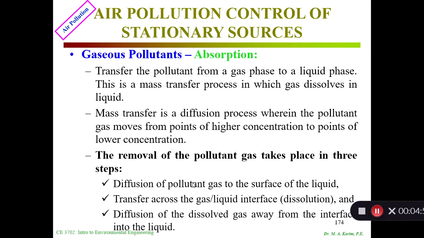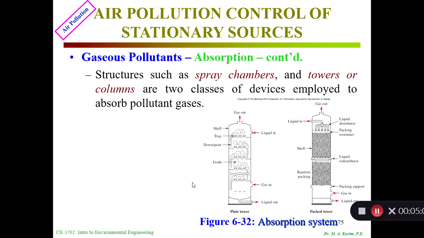So basically that's how absorption happens. So here is the sum of the absorption. Absorption structures such as spray chambers, towers, or columns are two classes of device employed to absorb pollutant gases. So here are the ones. Here is the liquid; we put the gases in here and the liquid in here. When we put the gases in, the gas goes up and the liquids are in here.